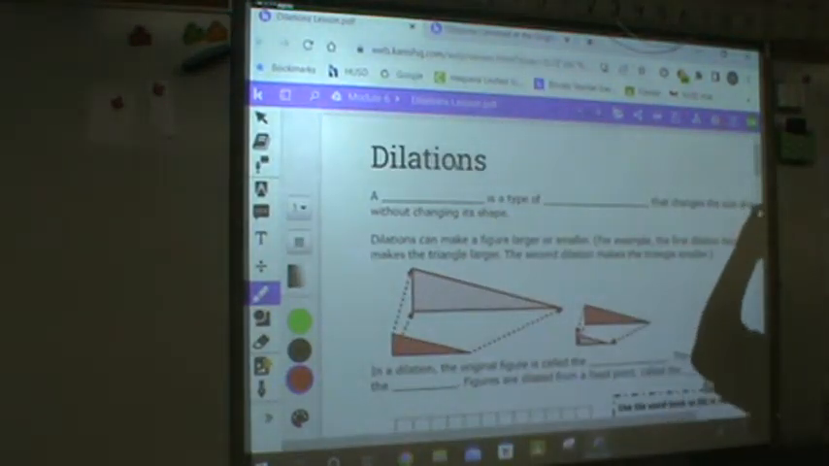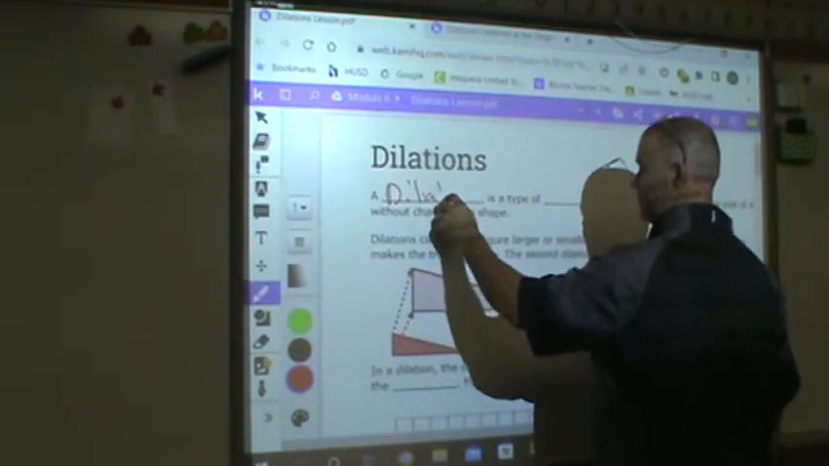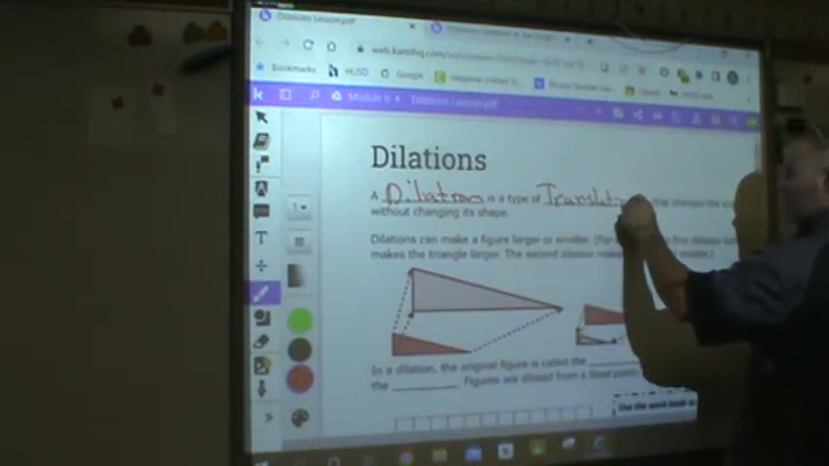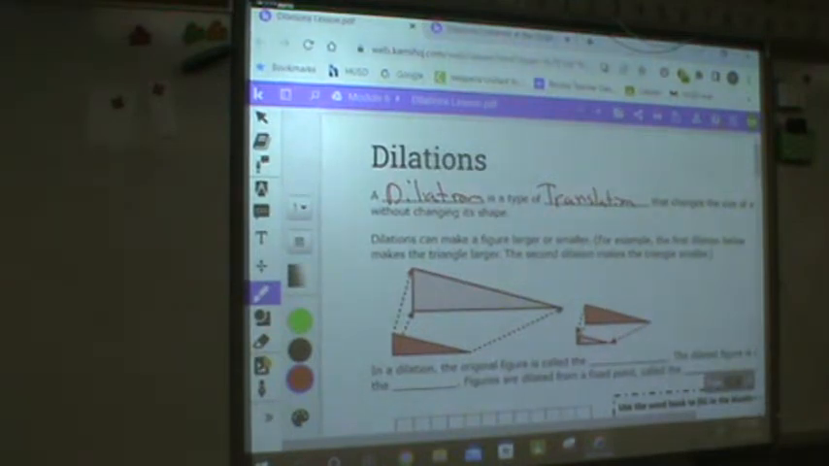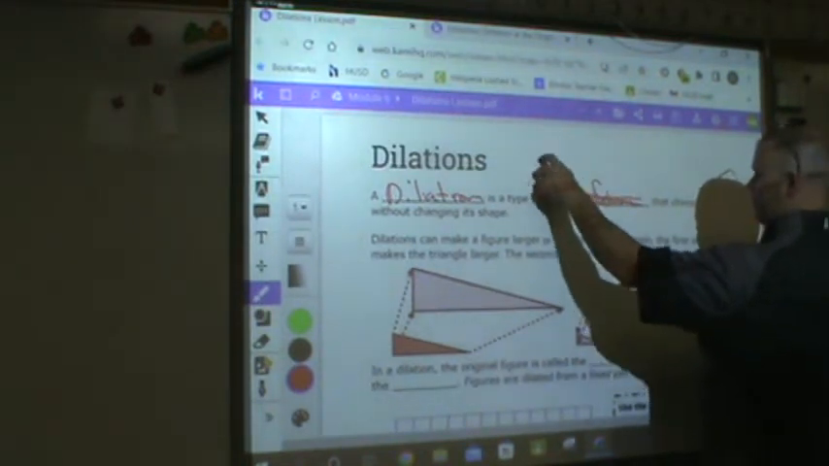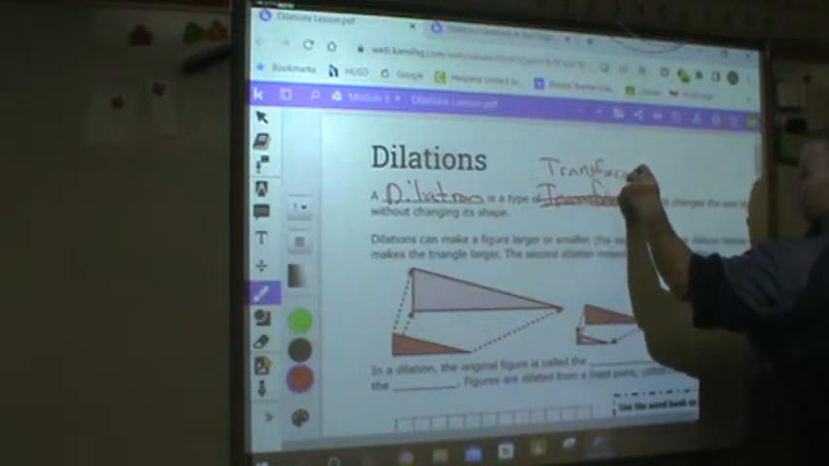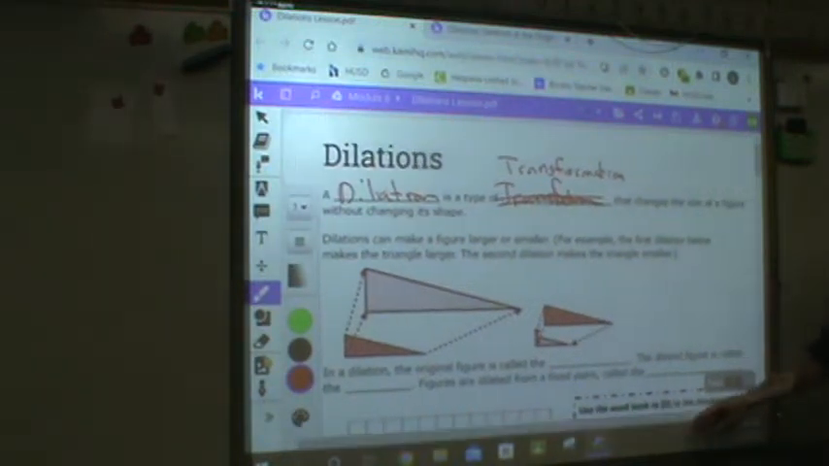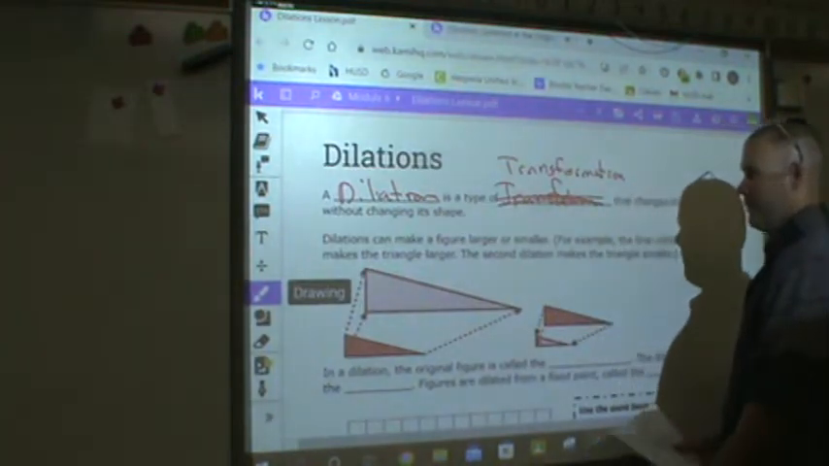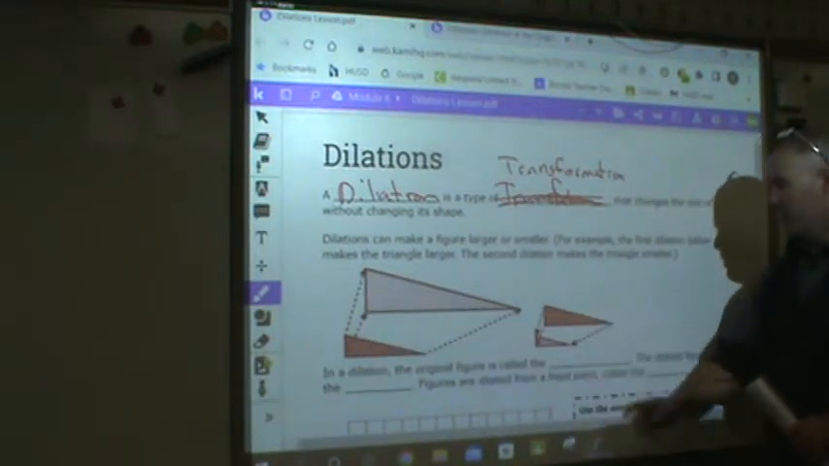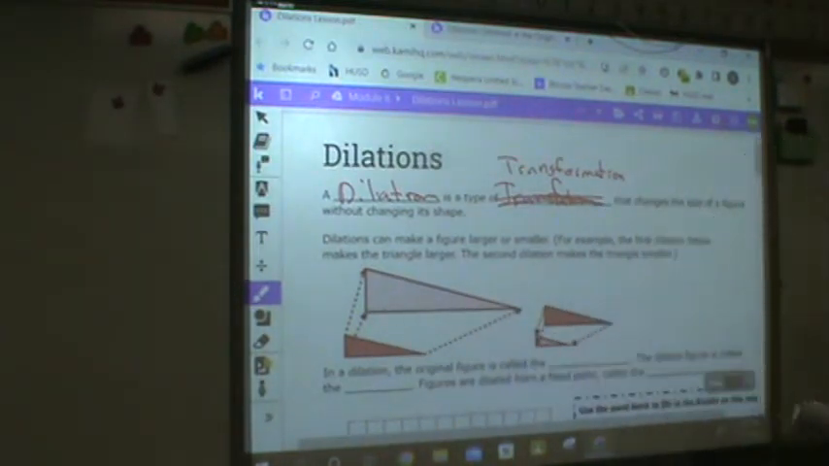All right, so when we look at a dilation, it is a type of transformation that changes the size of a figure without changing its shape, right? So dilations can make a figure larger or smaller. For example, here, figure got bigger, here, figure got smaller. Still a triangle, still a triangle. Doesn't mean that they change shape, right?